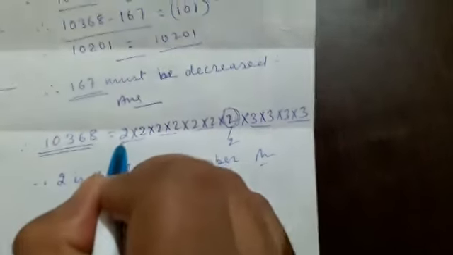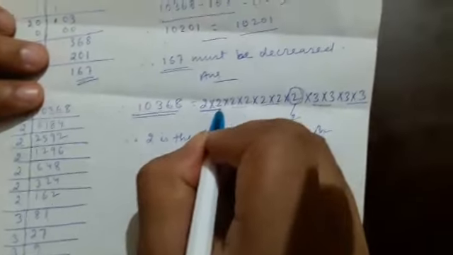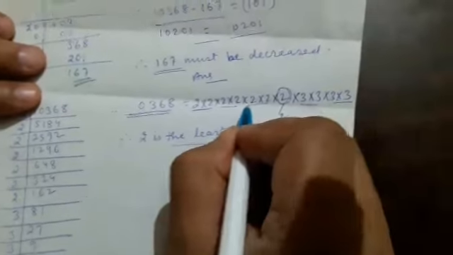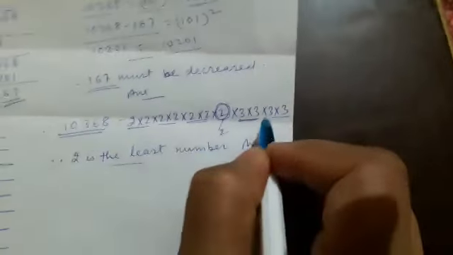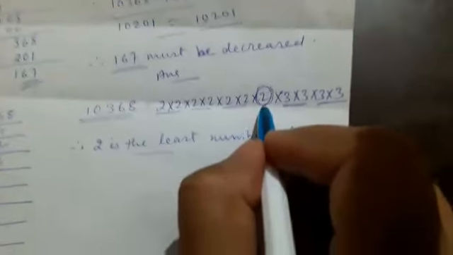Now let us make pairs. These 2's are coming. This is a complete pair. This is also a complete pair. But this 2 is remaining alone. And here these two 3's are in a pair. Here also the 3's are in a pair. But this 3 is alone.